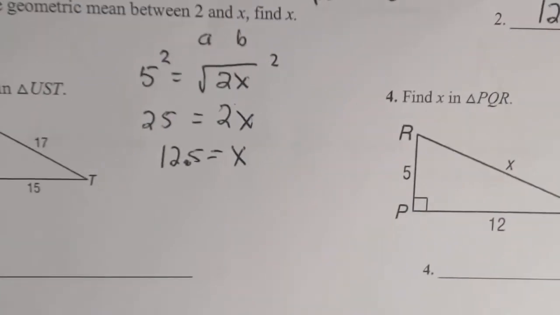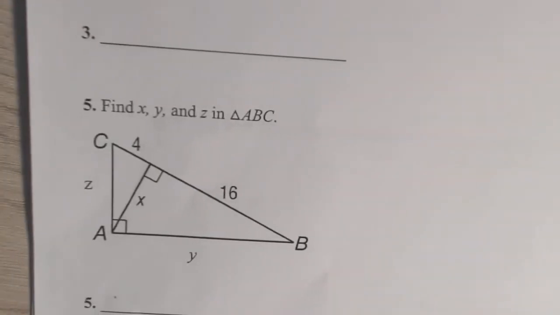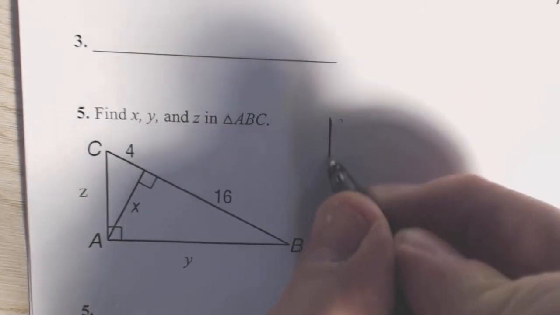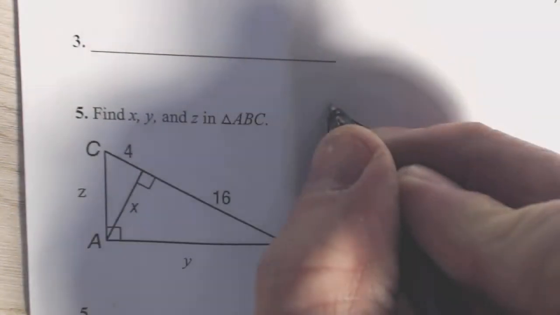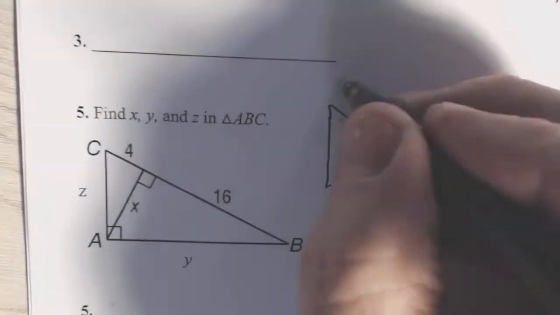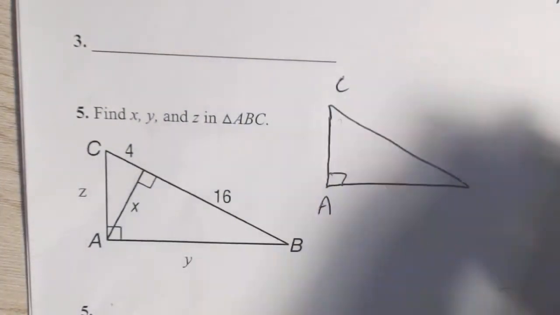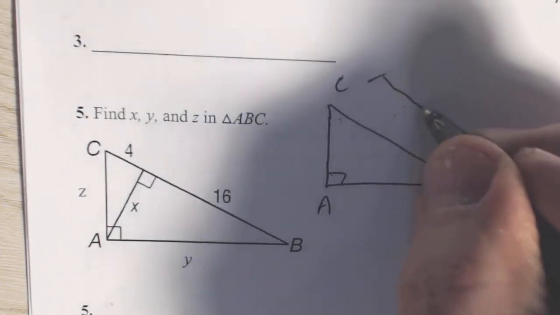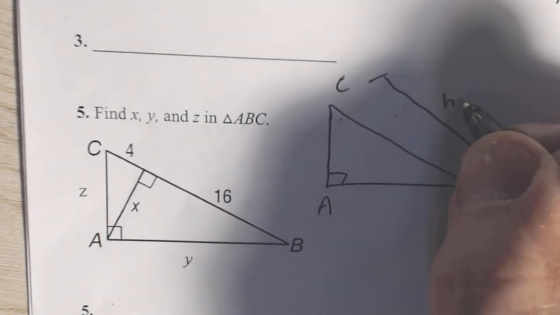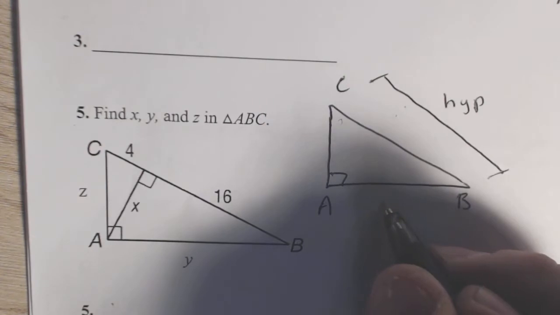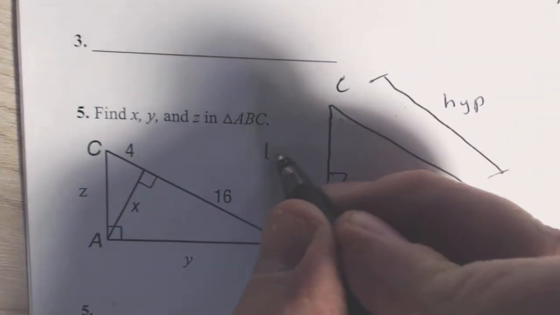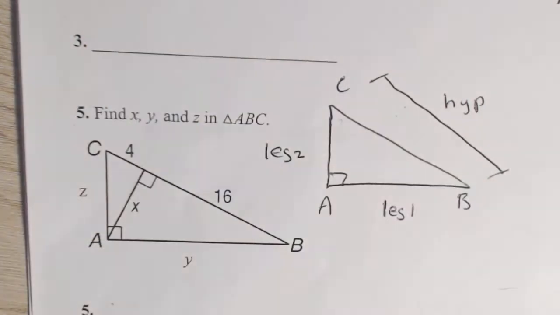Okay, down here on problem number 5, I'm going to draw a triangle ABC before we put anything into it. So it looks like this. Here's triangle ABC. Right angle at A. That makes this guy over here the hypotenuse. AB is a leg. I'm going to call it leg 1. It doesn't matter. And AC is another leg. I'll call it leg 2.